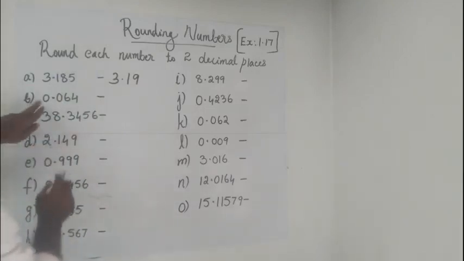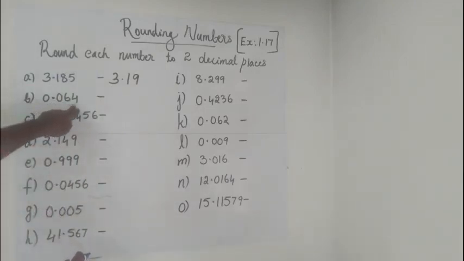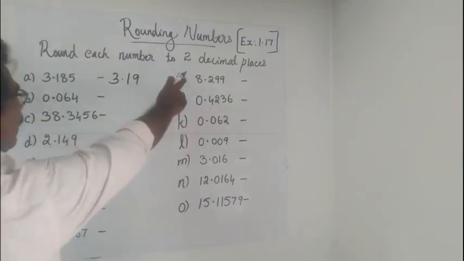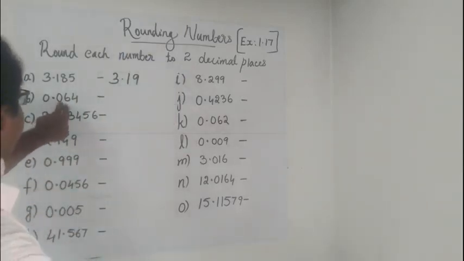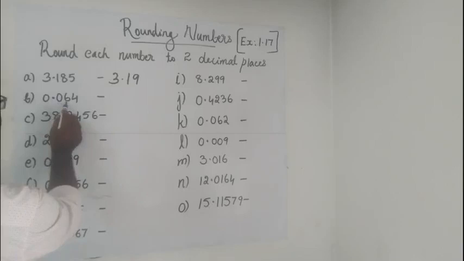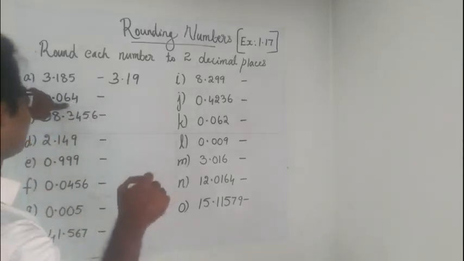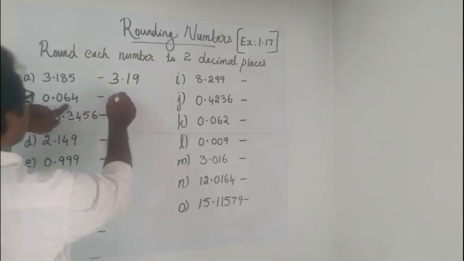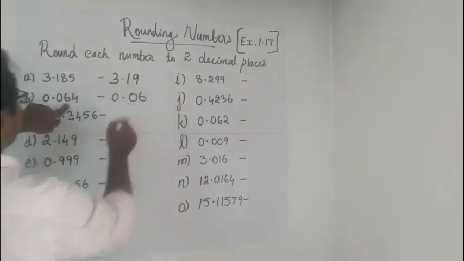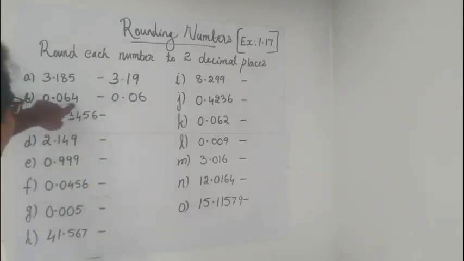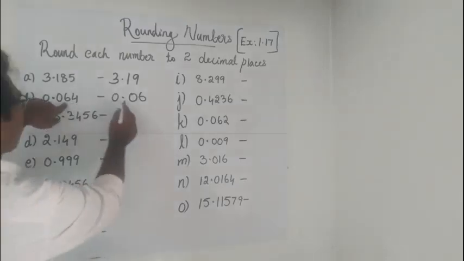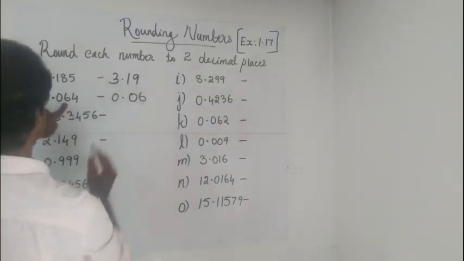And the next question, 0.064, rounding to 2 decimal places. We have to focus on the 2 digits after the decimal. After the 6, what number is here? 4 is here. So it is less than 5, isn't it? So you simply write 0.06. If it is 5 or greater than 5, we have to add 1 to this number. Okay, so simply write 0.06. See, 2 digits.